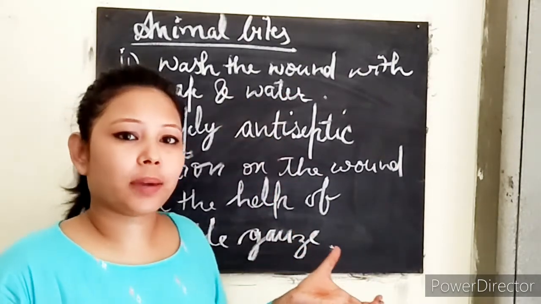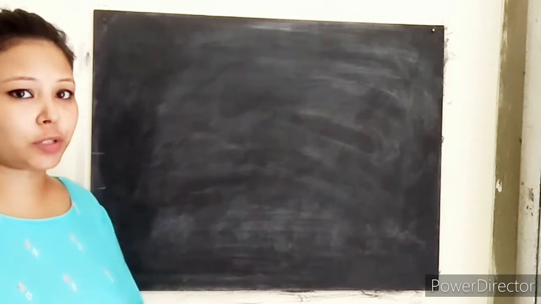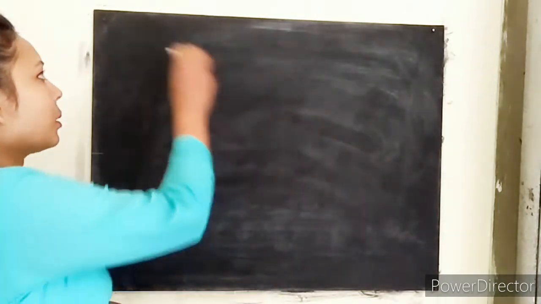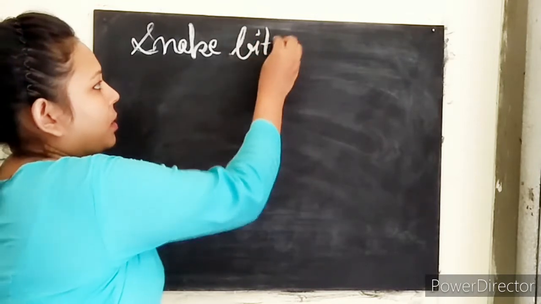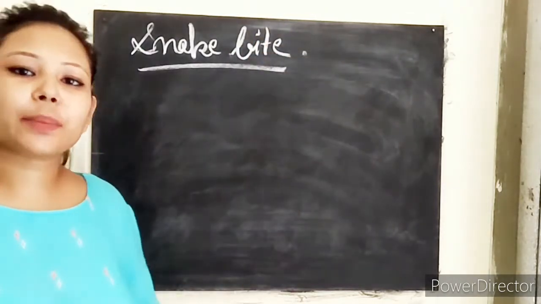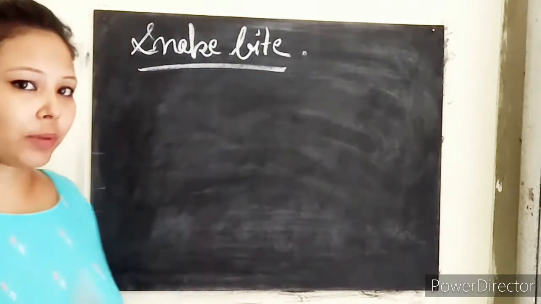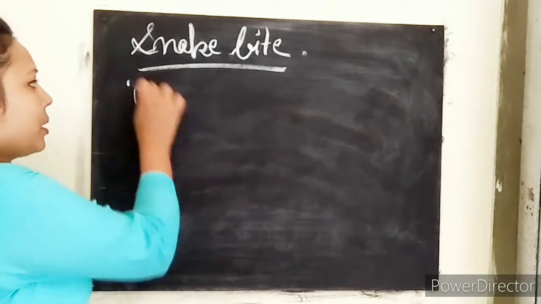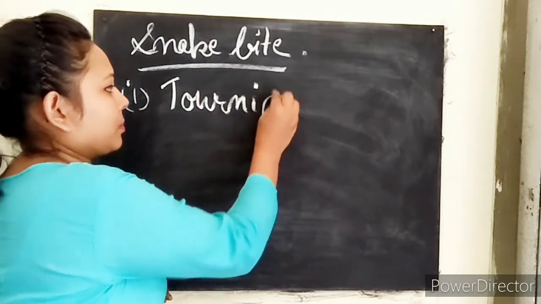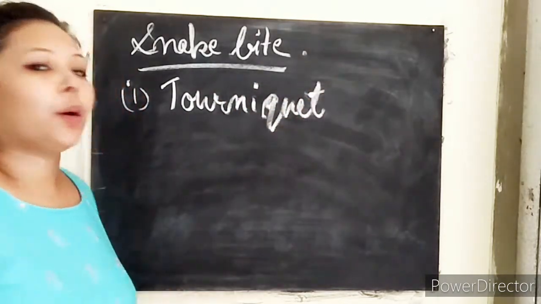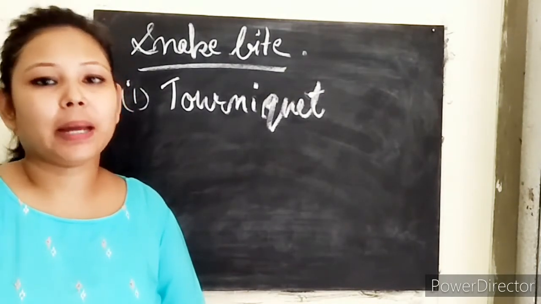these steps. If we talk about a snake bite, what are the precautions and first aid that you need to follow? Snake bite. In this case treatment should be given immediately because the poison can kill the person. First of all, you need to apply a tourniquet. A tourniquet is a kind of bandage.